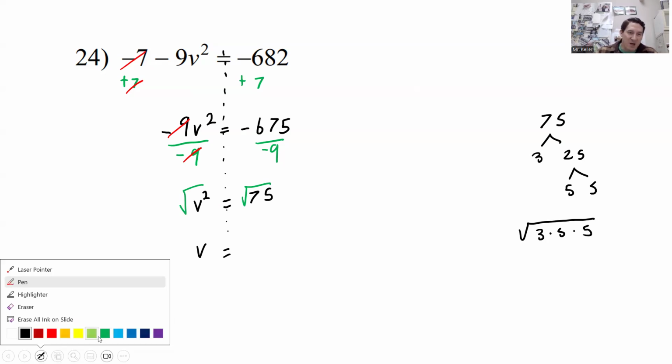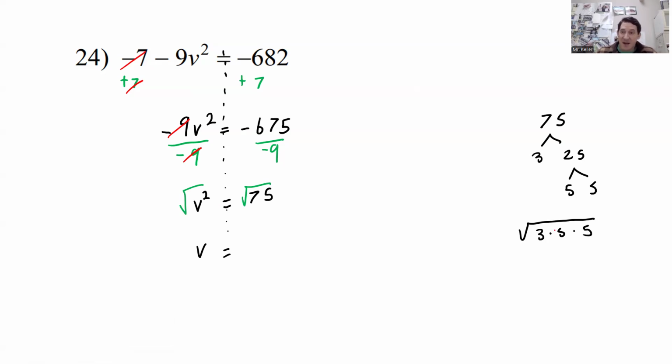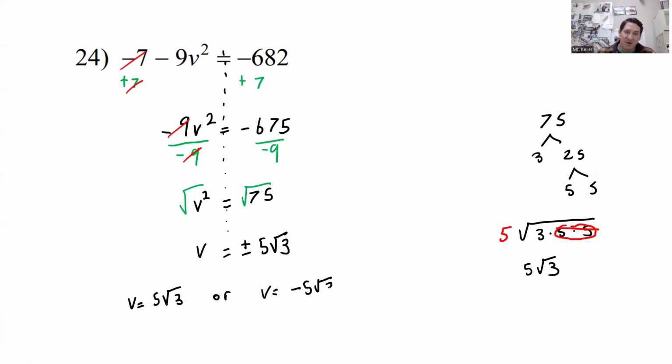I look for pairs. There is a pair of fives. For every pair, only one goes on the outside. Cross it out. And then simplify what's left. So it's 5 times root 3. Don't forget the plus or minus. So it's plus or minus 5 times the square root of 3 once that simplifies. So again, there are two possible solutions. It's either a positive 5 root 3 or a negative 5 root 3. There we go. We are done. And that'll do it.